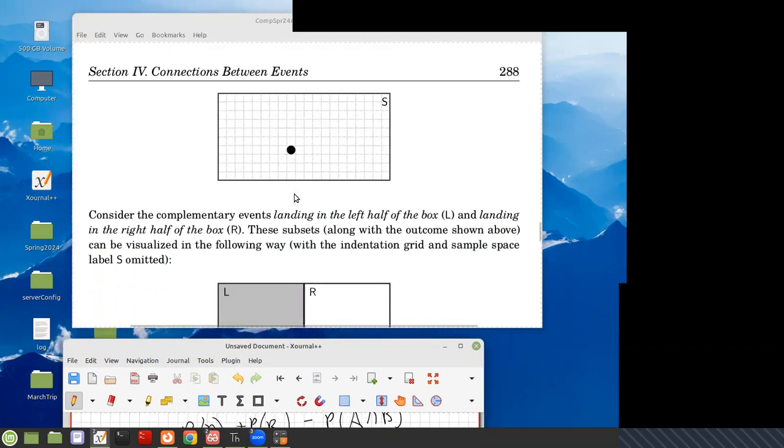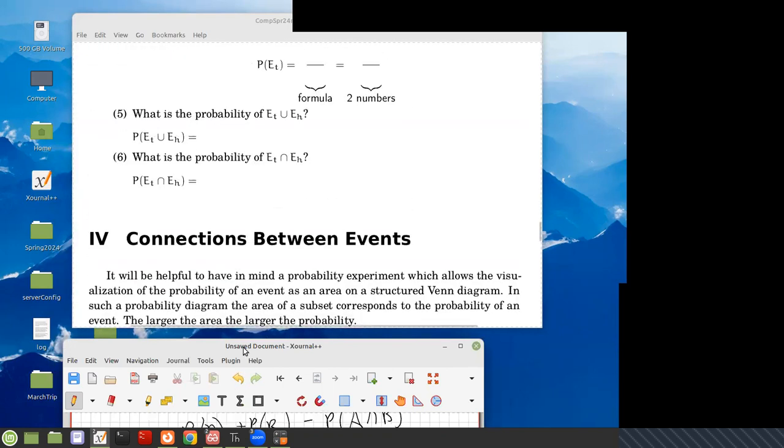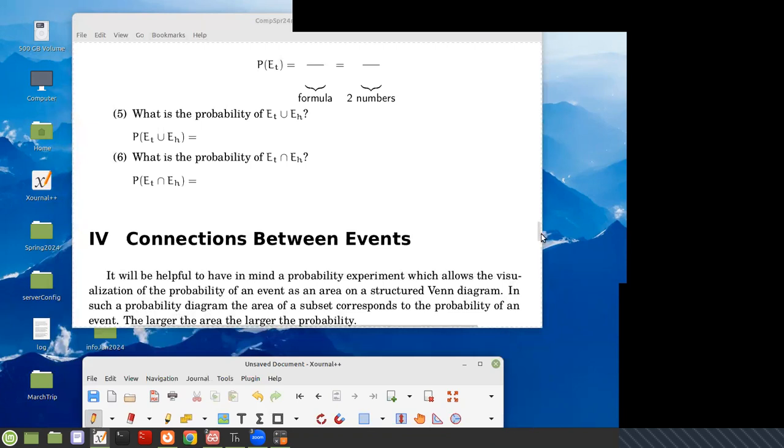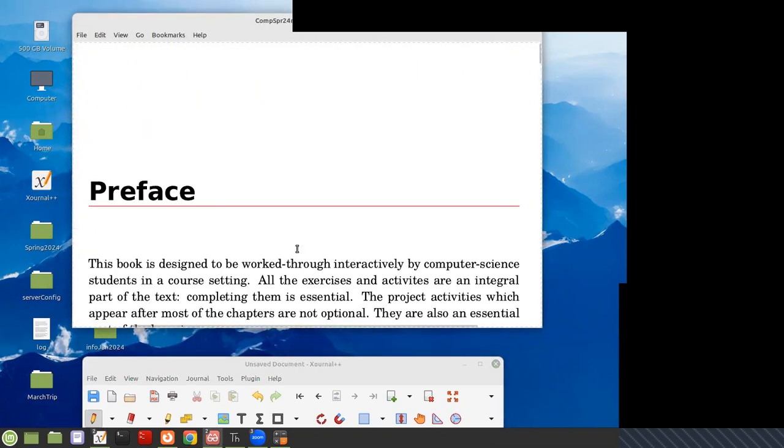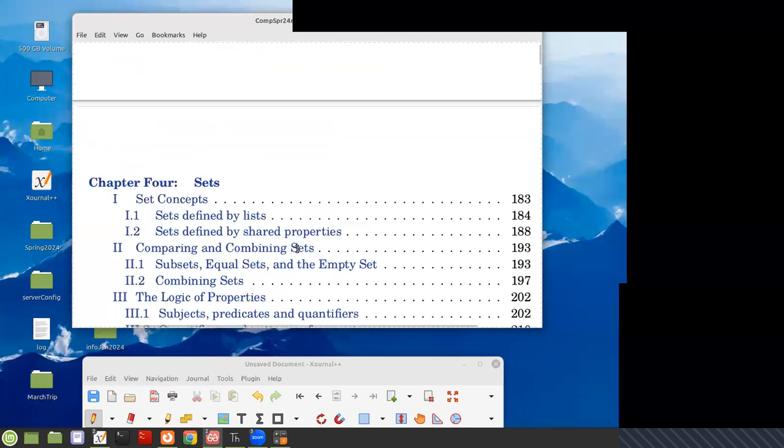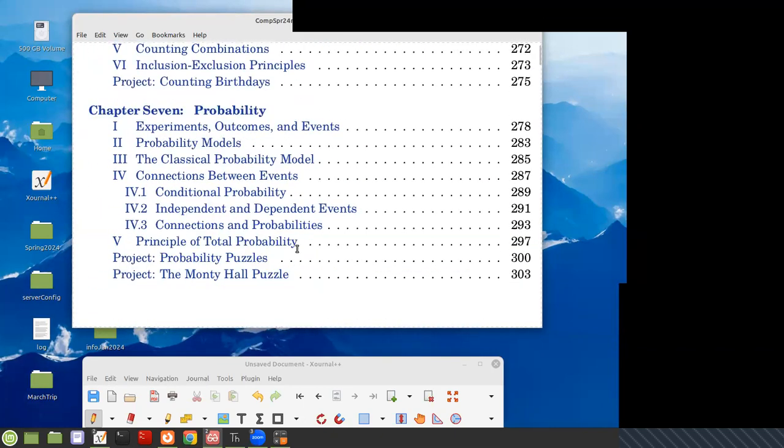Let's see. Yeah, I think we'll wait. This is the beginning of what we'll need to do. If you look at the chapter, connections between events is the beginning of conditional probability, independent and dependent events, and connections and probabilities. This is what we'll do next week. Both of these probability puzzles have to do with conditional probability, and we'll talk about them next week: the probability puzzle and the Monty Hall puzzle.